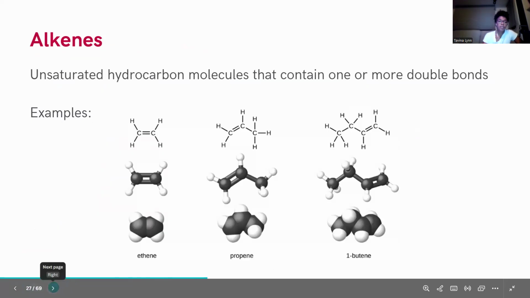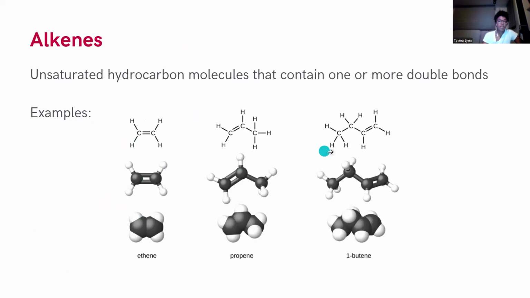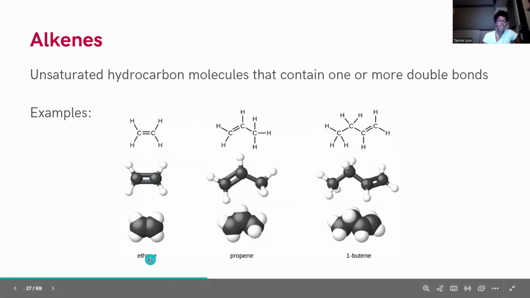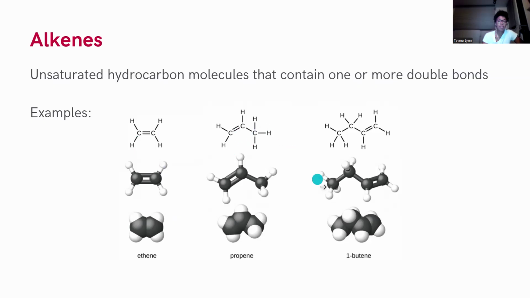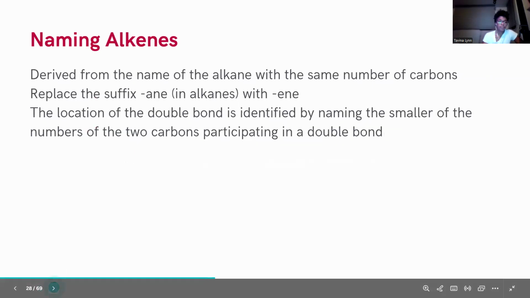So here are some examples. You may notice, just like with two carbons, it's ethane, three propane, four butane. And now all we've done is switch the name to ene instead of ane. So ethene, propene, 1-butene. So naming is derived from the name of the alkane with the same number of carbons, as I just said, and you're just replacing the ane suffix with ene.